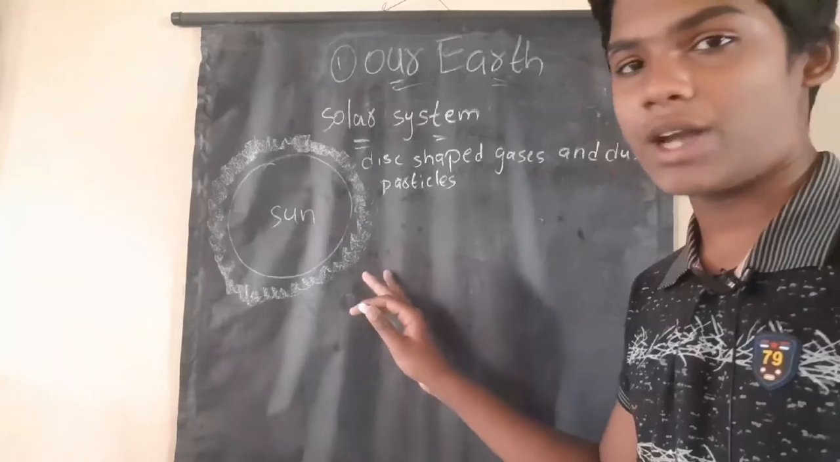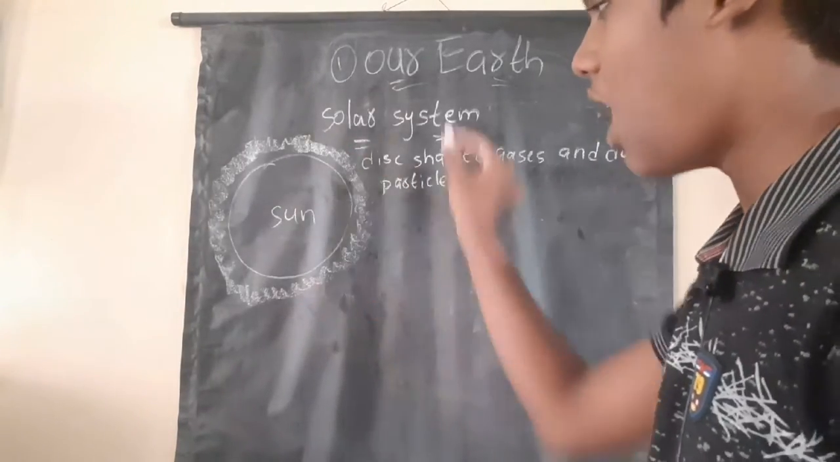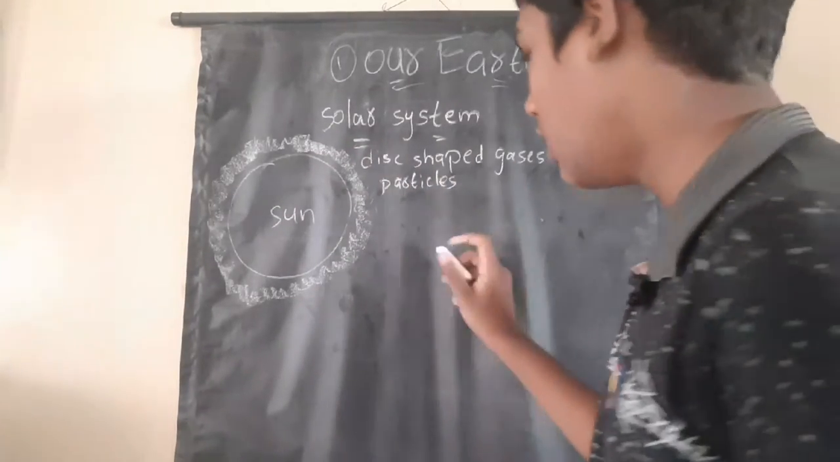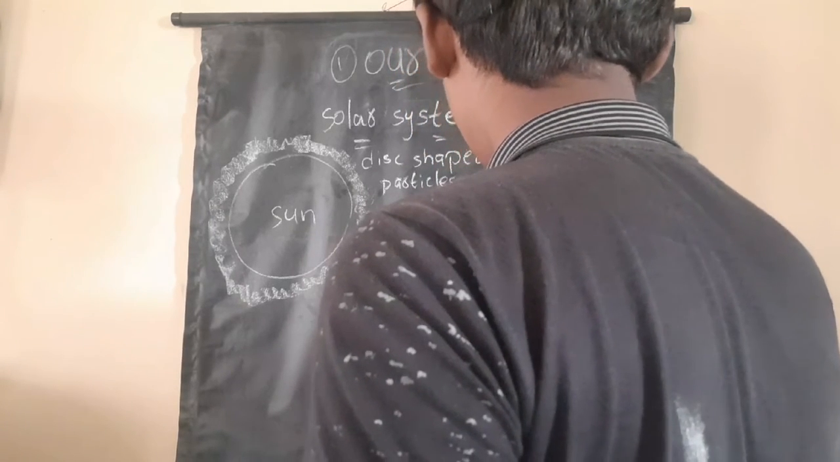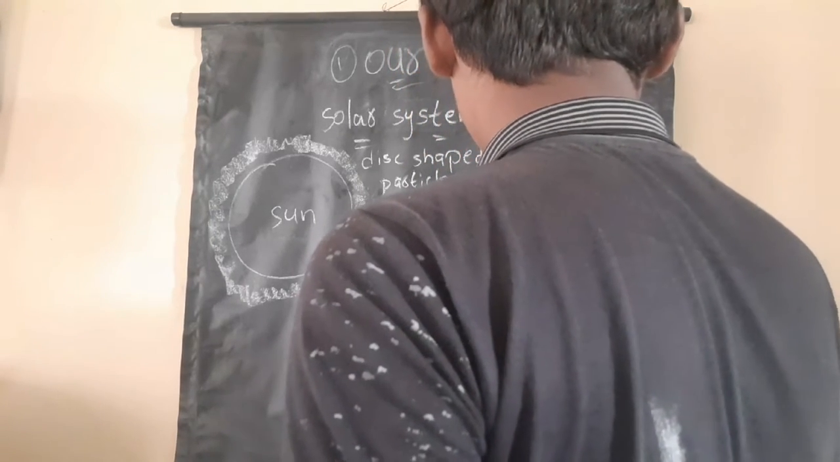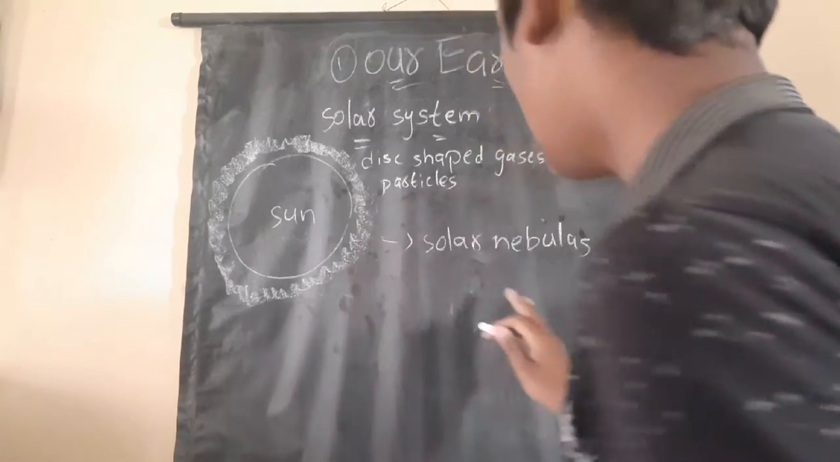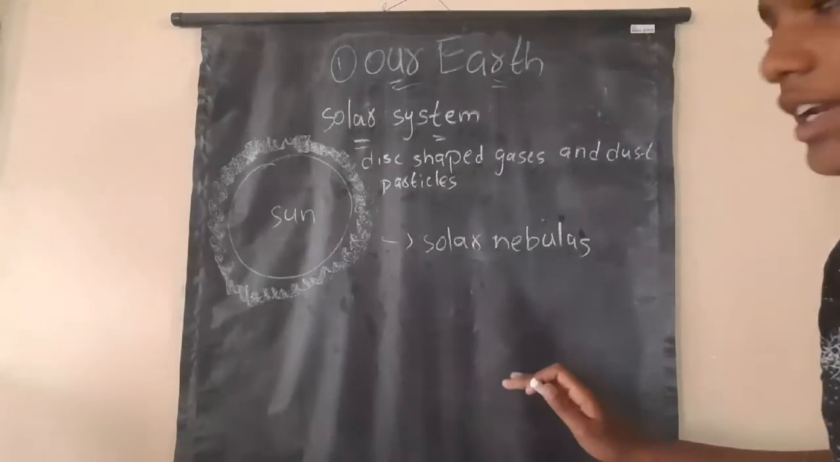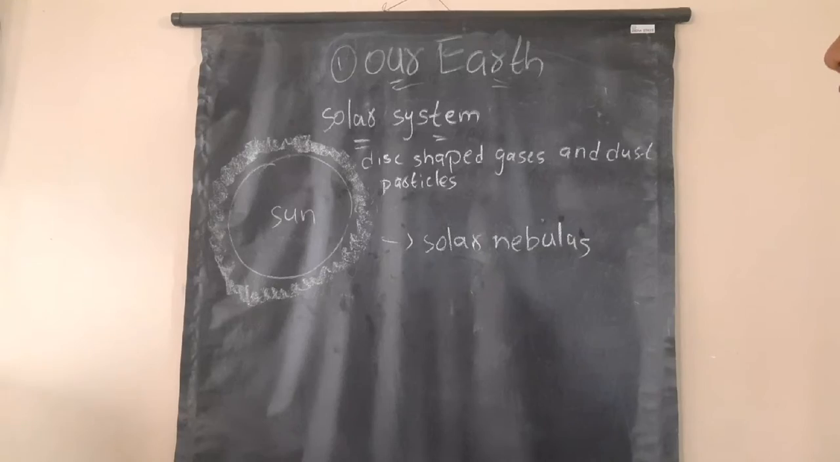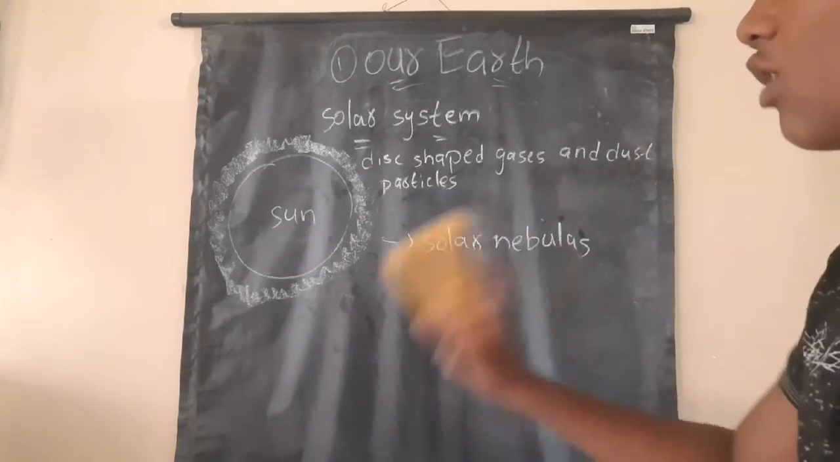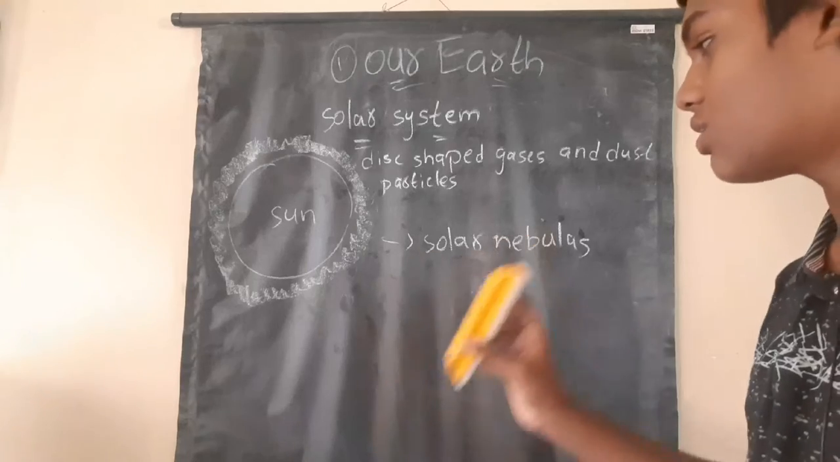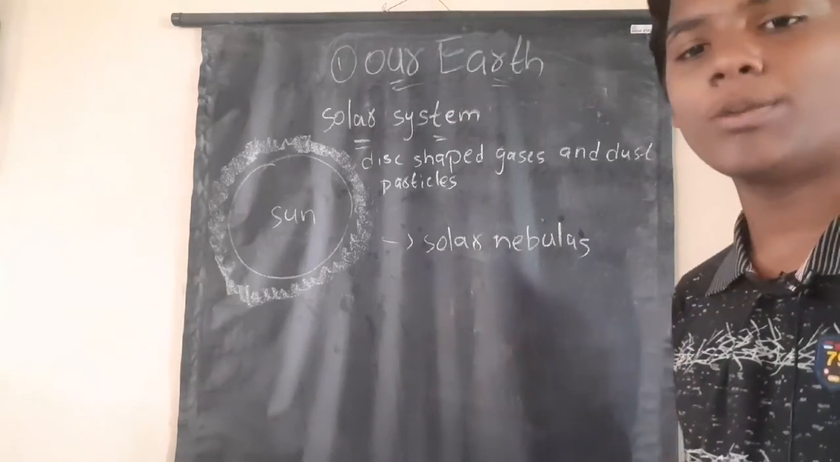These dust particles and gases formed around the sun like a disc are called the solar nebula. These solar nebulae together formed the planets. After the Big Bang blast, disc-shaped gases and dust particles formed around the sun, and these particles are called the solar nebula, and they formed the planets.